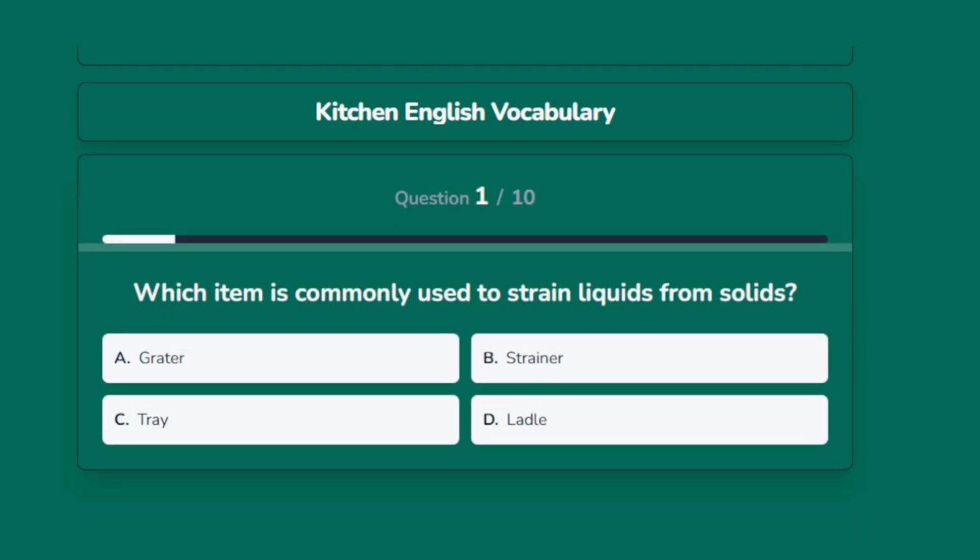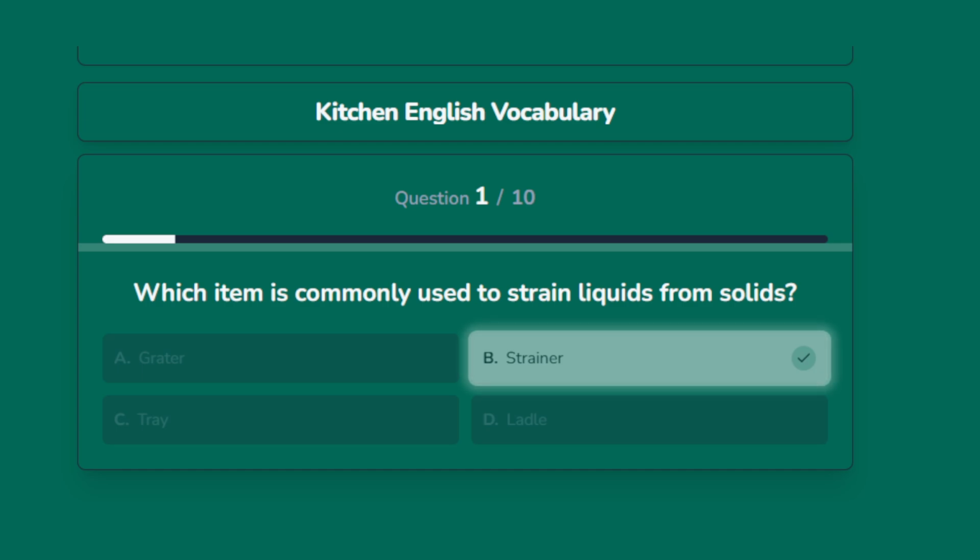Which item is commonly used to strain liquids from solids? Options are A. Grater, B. Strainer, C. Tray, D. Ladle. The correct answer is strainer.